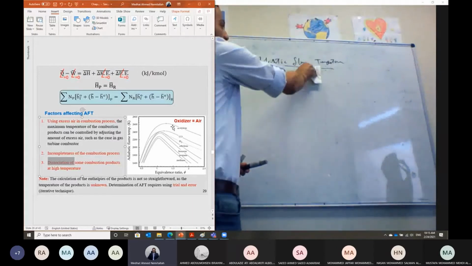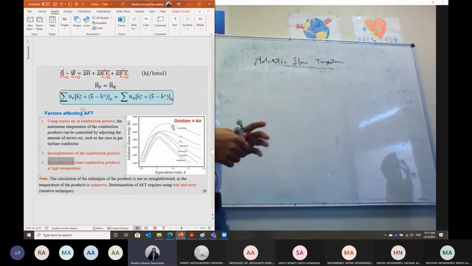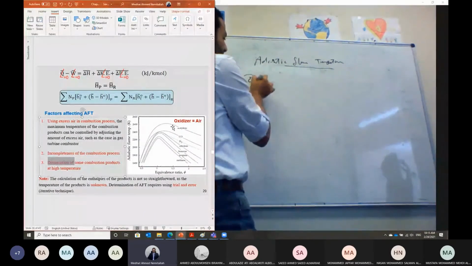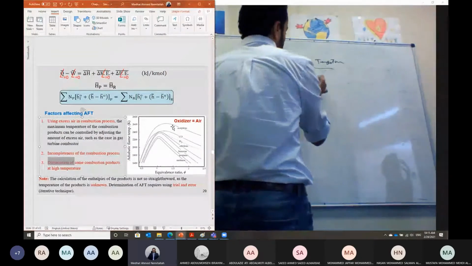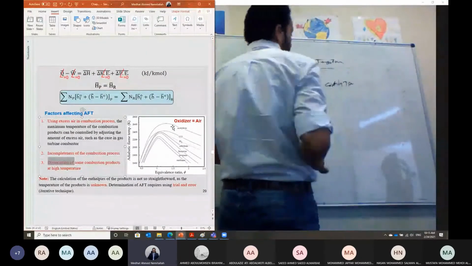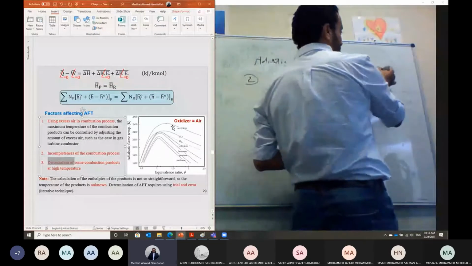So if I told you in the exam I have a diesel engine combustion and they ask me to calculate the adiabatic flame temperature, you will follow the analysis of constant pressure combustion: H product will equal H reactant. For the second case, we have constant volume combustion. I told you an example of this is the gasoline engine.